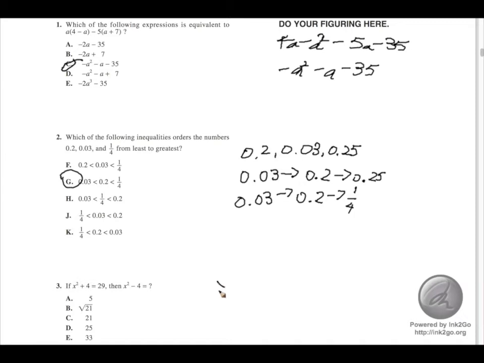So let's take what we've been given, and we're going to get rid of the 4 by subtracting 4 from both sides. And then we're looking for an x squared minus 4 on the left side, so we're going to subtract 4 from both sides again. And what we're left with is that x squared minus 4 is equal to 21, which matches up with answer choice C.